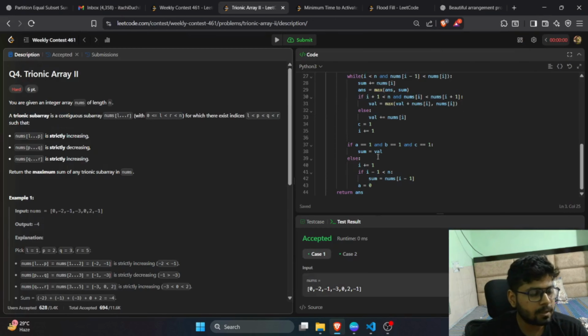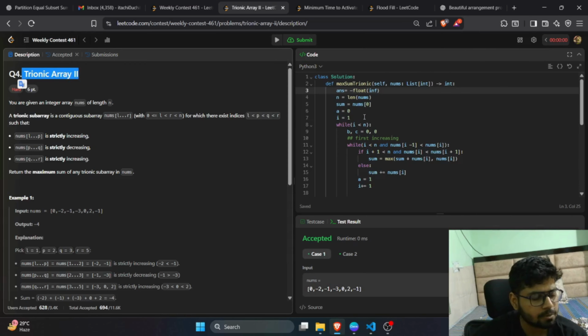So today we'll be looking into a problem called Trionic Array II. It was Weekly Contest 461, and I had already solved it. So I'll just explain the problem and try to explain the solution itself. So let's see. Okay, so the problem is something like this.